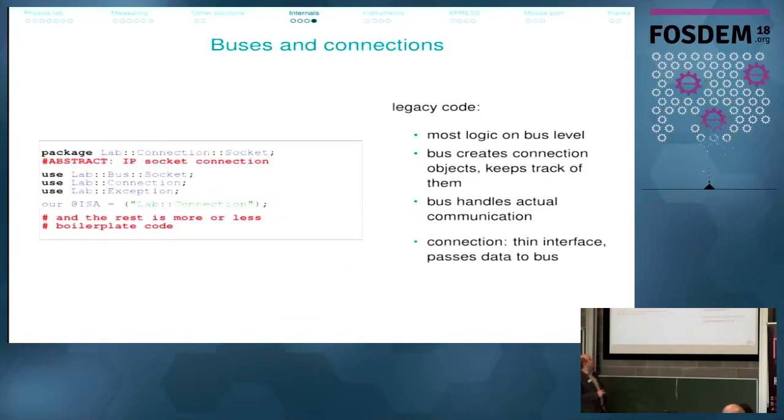The connection layer itself is rather simple. I shortened it here a little bit, but the socket connection module is really not much longer than this. It uses a generic socket, it uses the bus, and it uses the generic connection package, but otherwise it just uses the inherited subs.